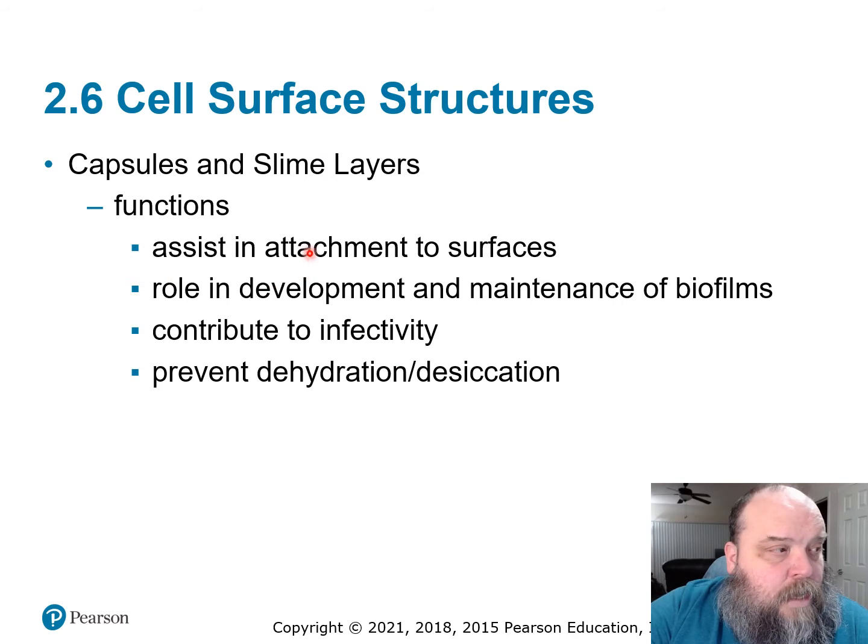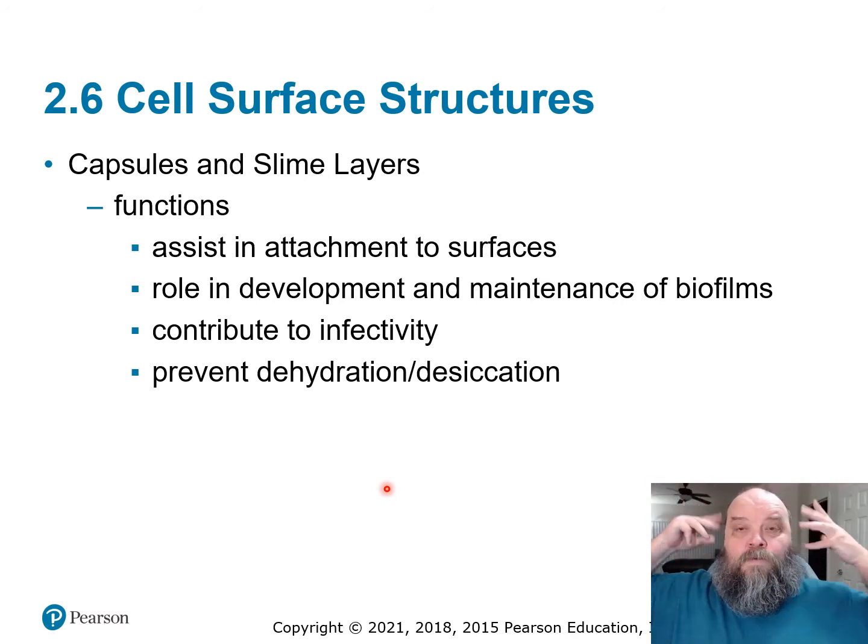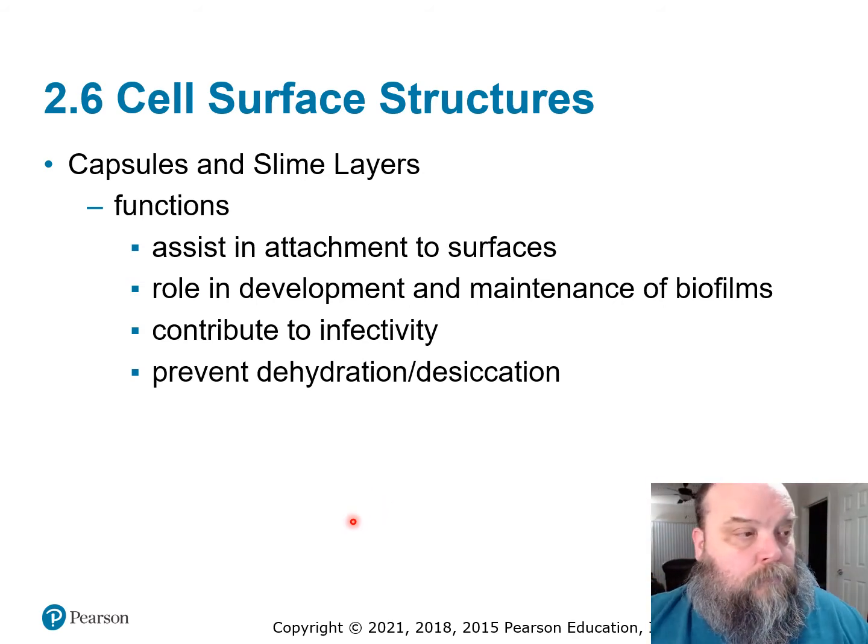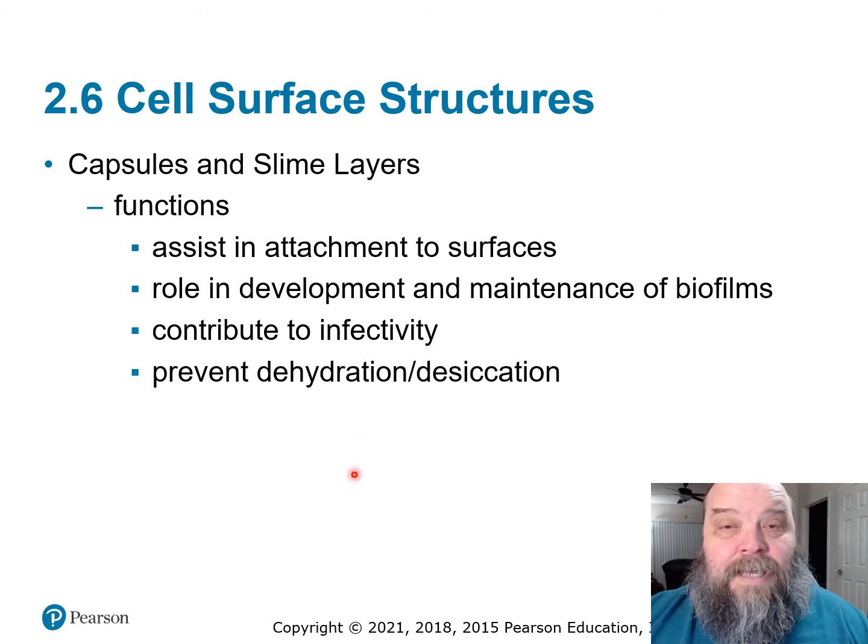The functions of these capsules and slime layers: well, it helps in attachment. Bacteria don't want to be free floating around when they can attach to a surface and then let the liquid and all the nutrients in the liquid flow over them. Also, there's going to be some safety in numbers. So if one can attach, remember, 1 becomes 2, 4, 8, because these things will grow and other things will attach to them as they start to clump.